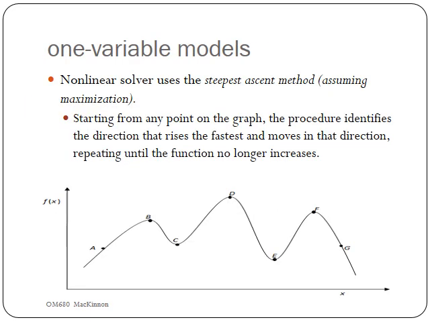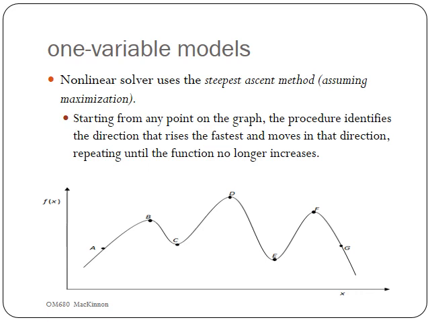So let's talk about one variable models. The nonlinear solver uses what's known as the steepest ascent method, assuming that we're looking for a maximum. So, for example, starting from any point on the graph, the procedure identifies the direction that rises the fastest and moves in that direction. And it keeps going until the function no longer increases.